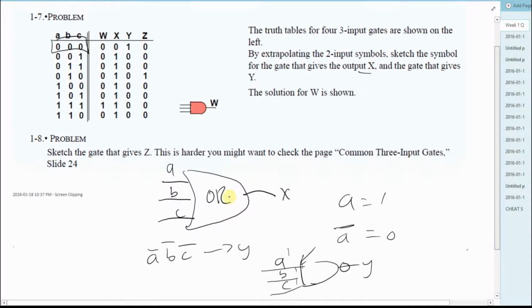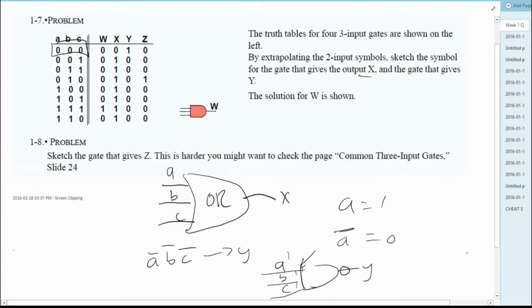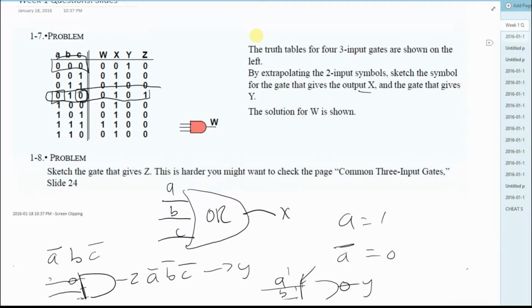Alright, the last one is Z, and Z is only true when you have A naught being ANDed together with B being ANDed together with C naught. Here they are. Alright, cool. Let's go ahead and draw that one out. That one shouldn't be too bad. So here's A, here's B, and here's C. And they're being ANDed together to give you Z. I realize my work's kind of messy, but hopefully you guys followed along.